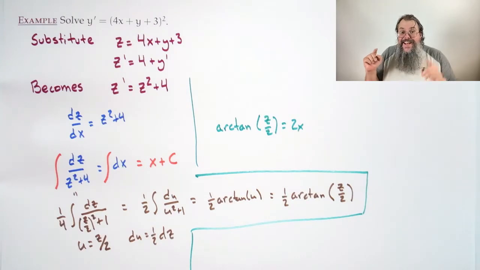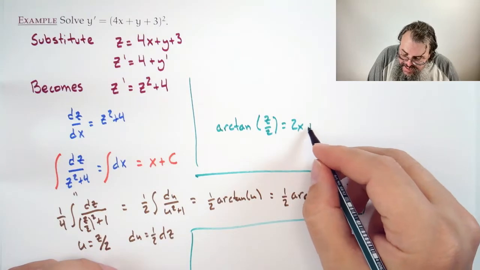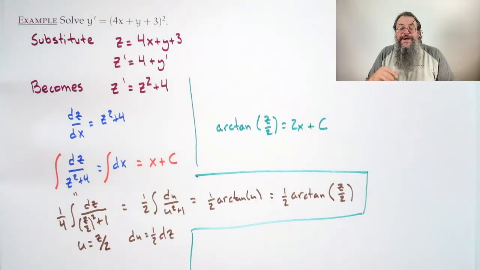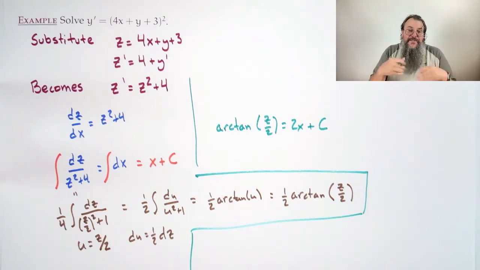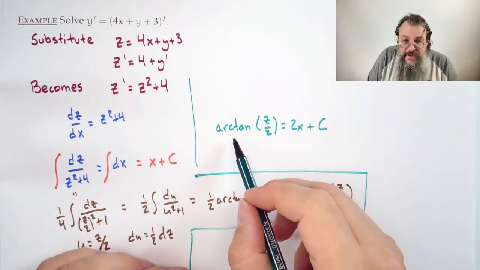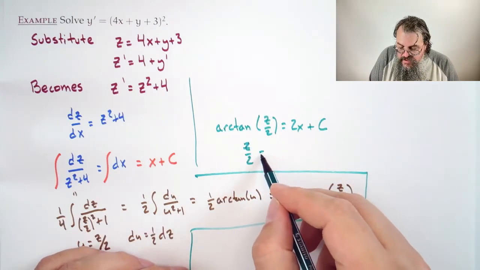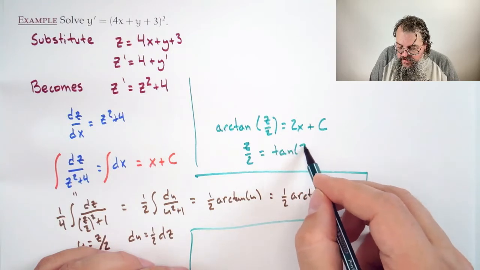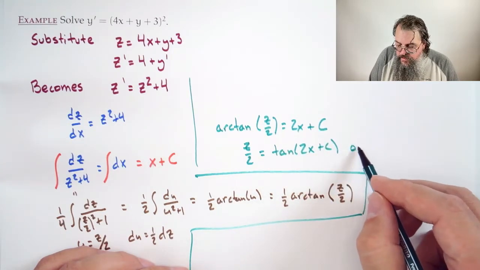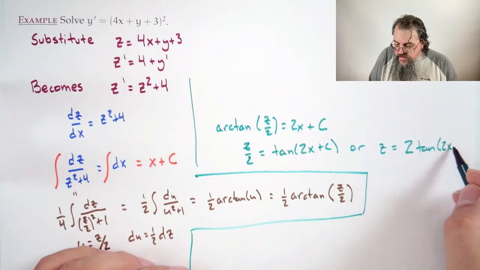What comes next? Plus c. Now, you're probably like, c, shouldn't it be 2c? This is one of those, remember, constants like to absorb constants. So 2 times c is still a constant. So constants are sponges. Get rid of the arctangent by doing tangent both sides. Z over 2 equals tangent of 2x plus c. Or we could say z is equal to 2 times tangent of 2x plus c.